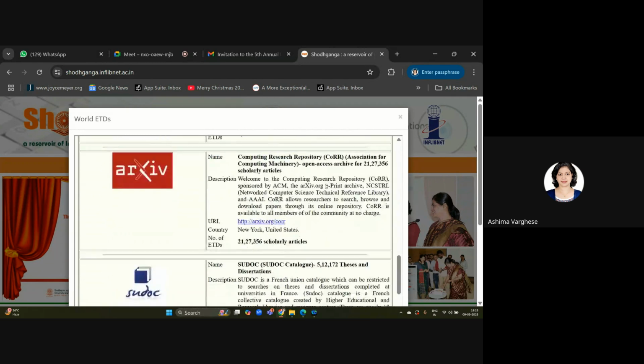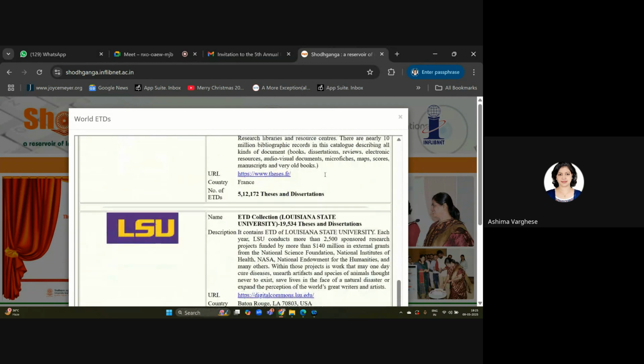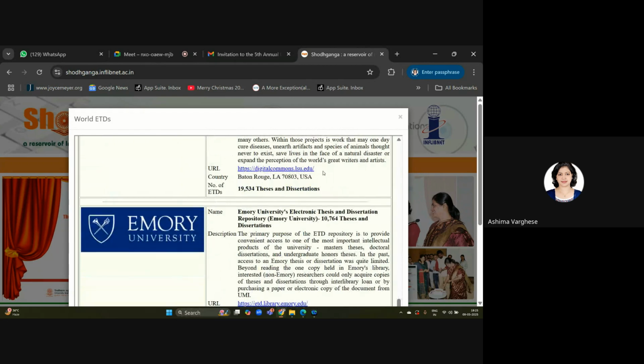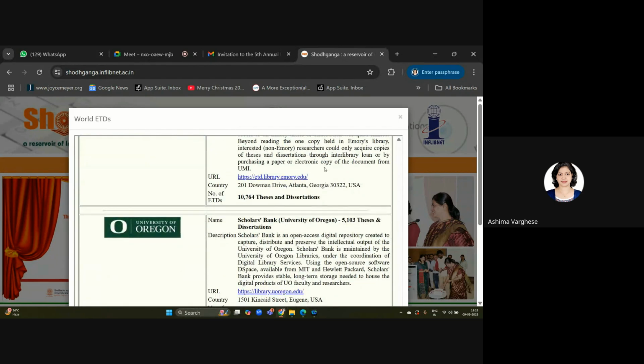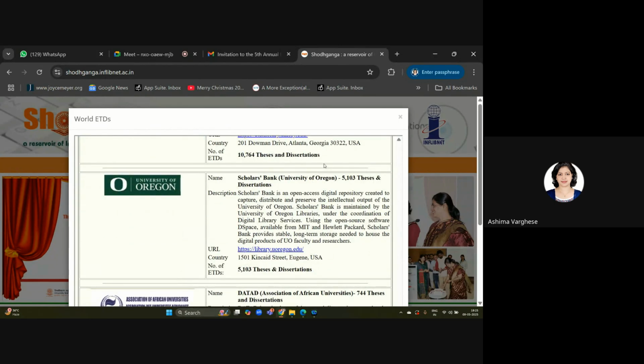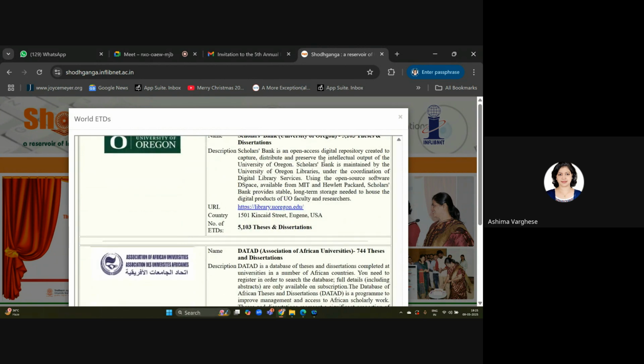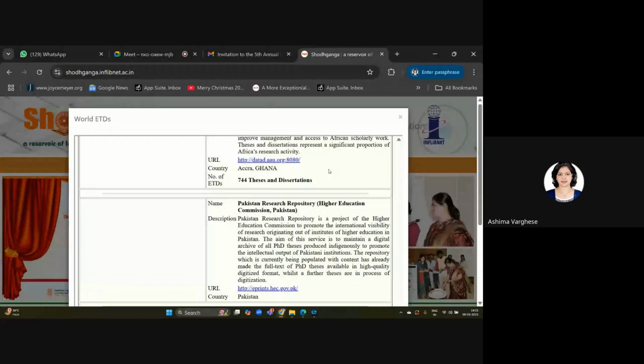Archive is there from New York, United States. There are different types of repositories. Emory University, it is from Atlanta, Georgia, and University of Oregon. These are actually having the repositories which are free of cost.